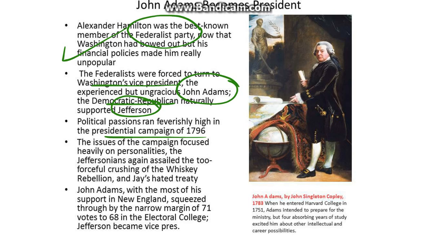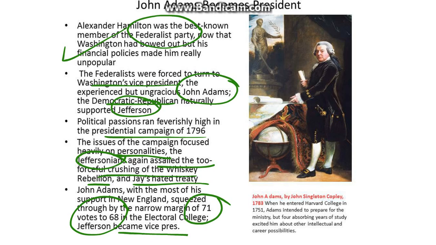The issues of the campaign focused heavily on personalities. Jeffersonians again assaulted the too forceful crushing of the Whiskey Rebellion by the Federalists, and the John Jay Treaty, which they did not support. John Adams, with most of his support in New England, was able to win the presidency by acquiring 71 electoral votes. Thomas Jefferson becomes vice president by winning 68 electoral votes.